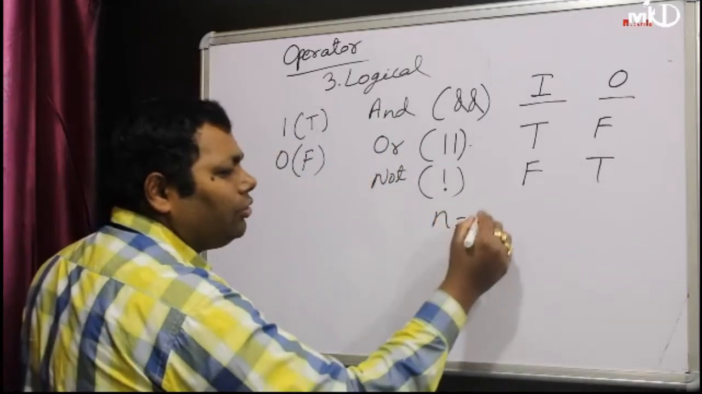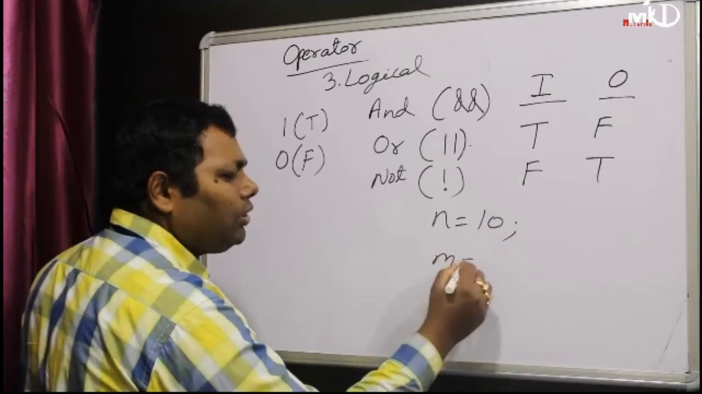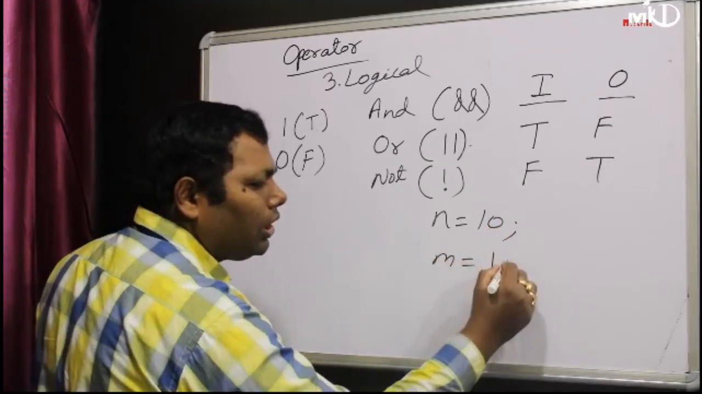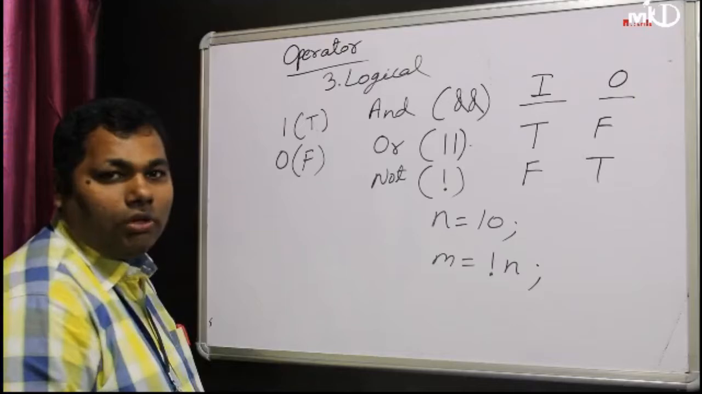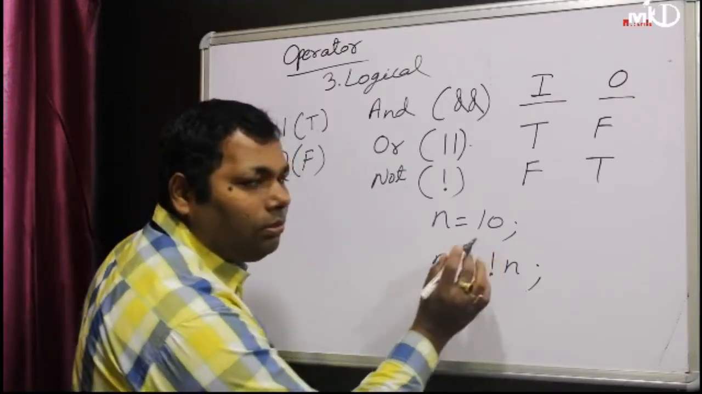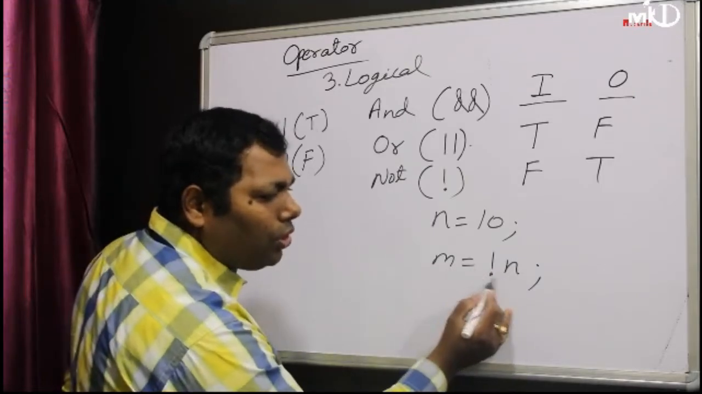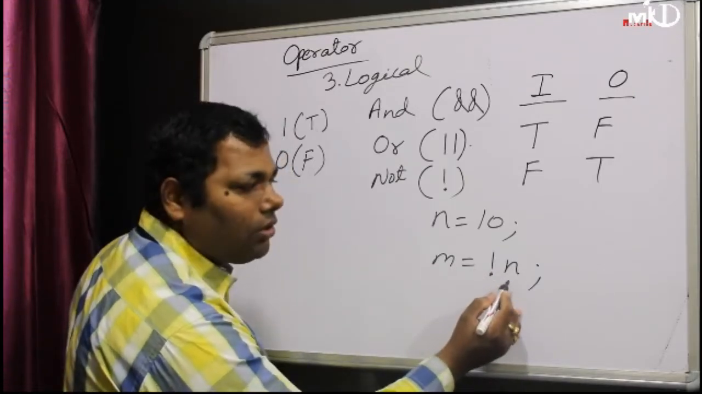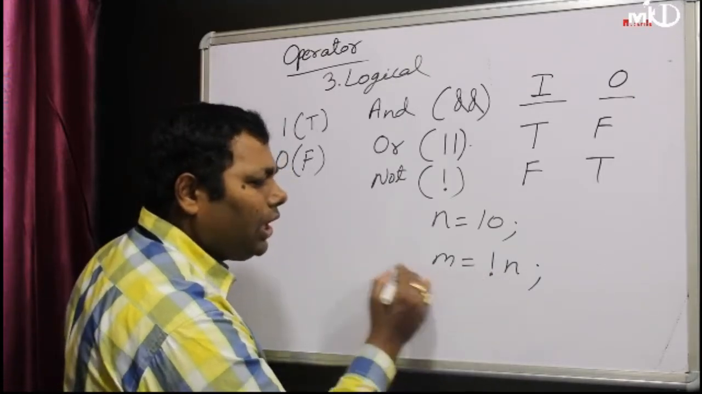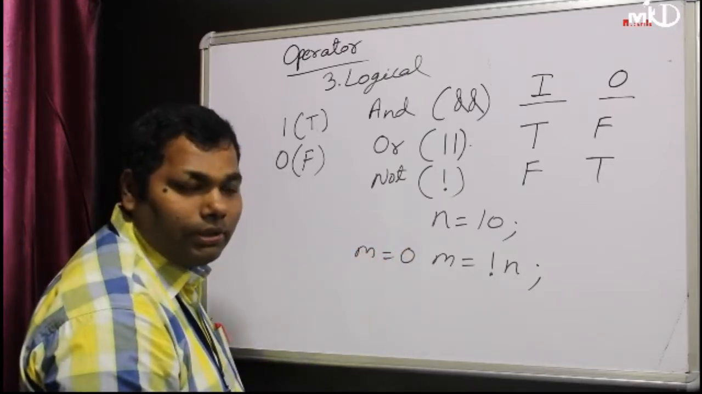Let n equal to 10. Now write m equal to not n. Now what is the value of m? Here n is 10. 10 means true. So 10 is true, not 10 means false. So false means m equal to 0. Clear?